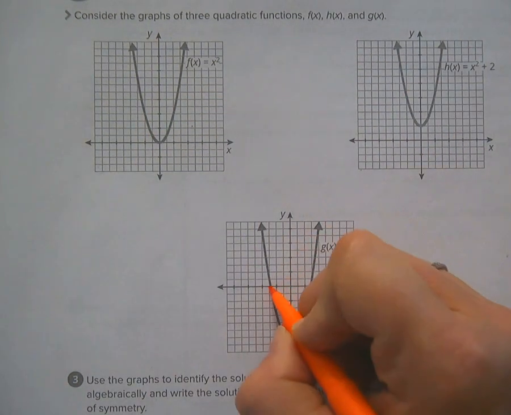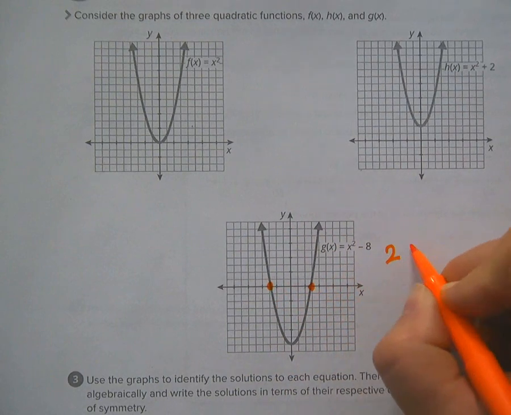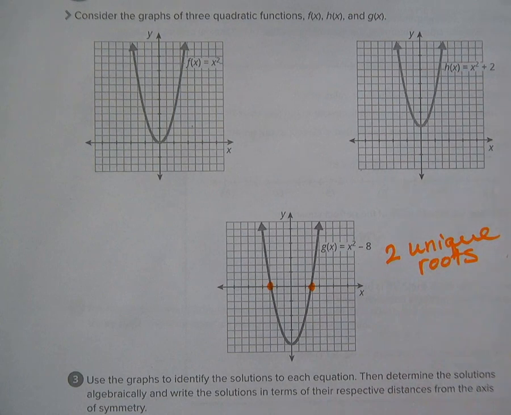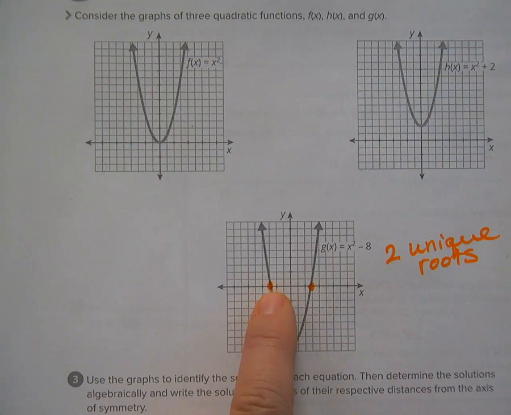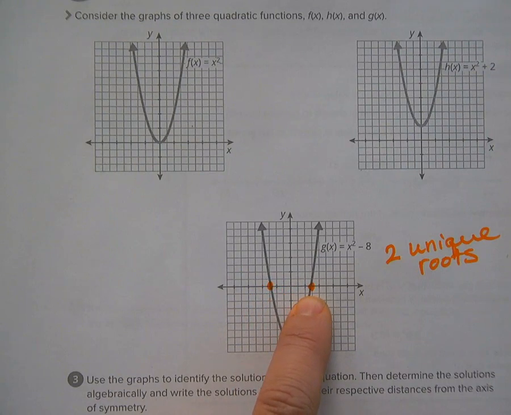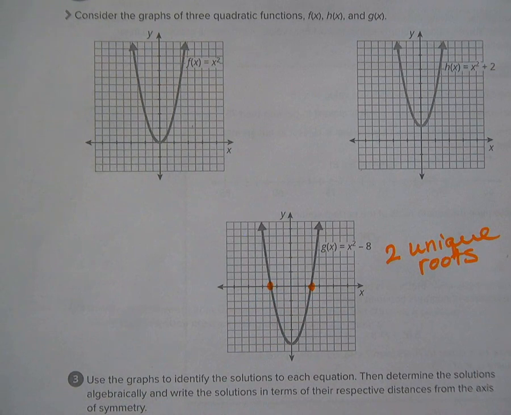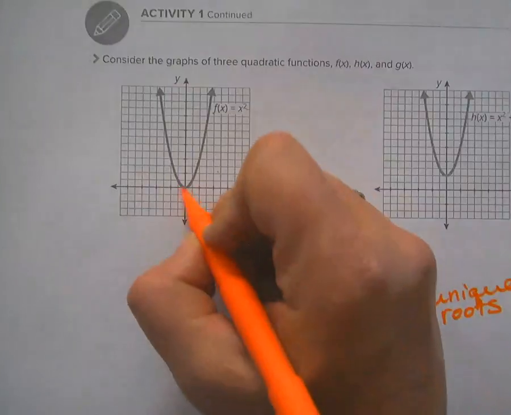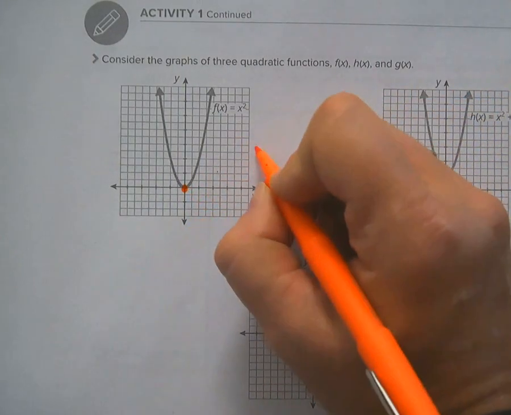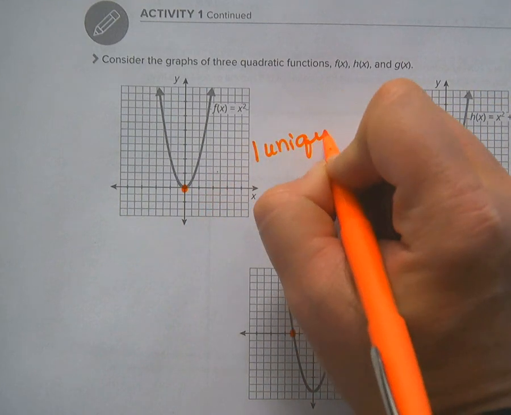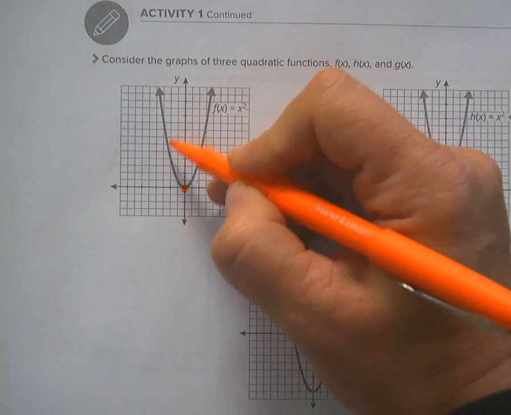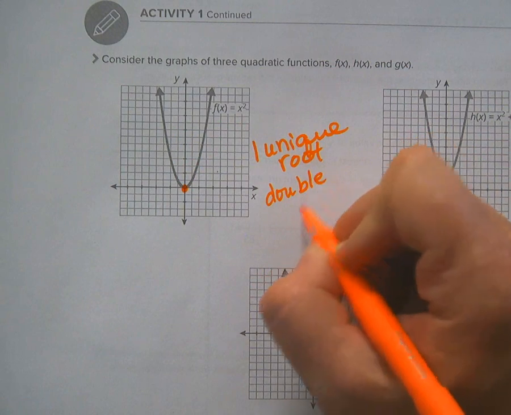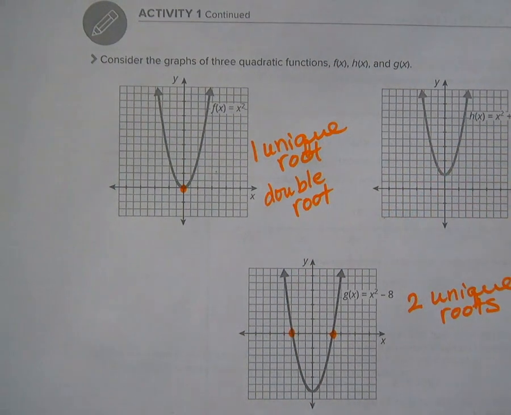Very good. Down here, we would say that there are two unique roots, meaning two different values of where it crosses the x-axis. Which one has a double root? This first one, because the characteristic of a double root is that the graph comes down and touches the x-axis and then goes right back up. So we say that there is one unique root, or it's a double root.